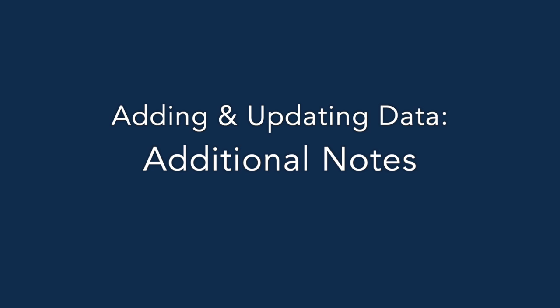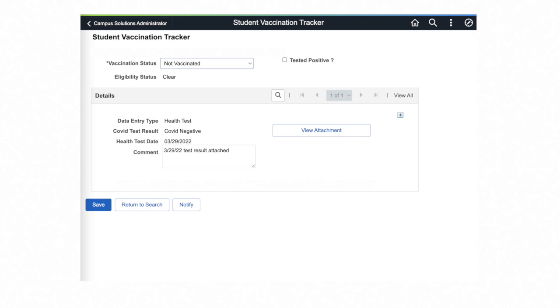Additional notes about the Student Vaccination Tracker window. If you need to look at an attachment, just click onto View Attachment. This will open the attachment in a new window. If you need to add additional information, locate it to the right of View Attachment. You'll see a small plus sign button. By clicking onto this button, you can add additional test information or any other data needed.